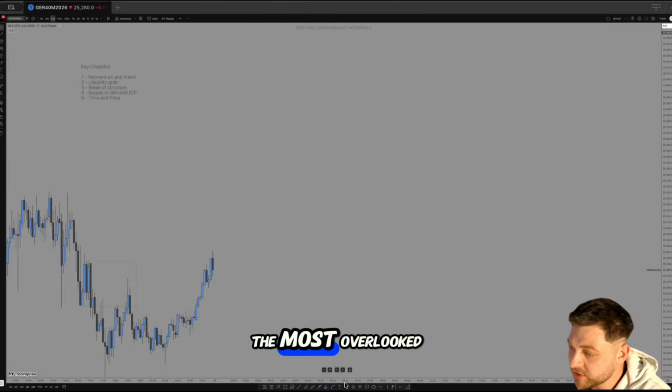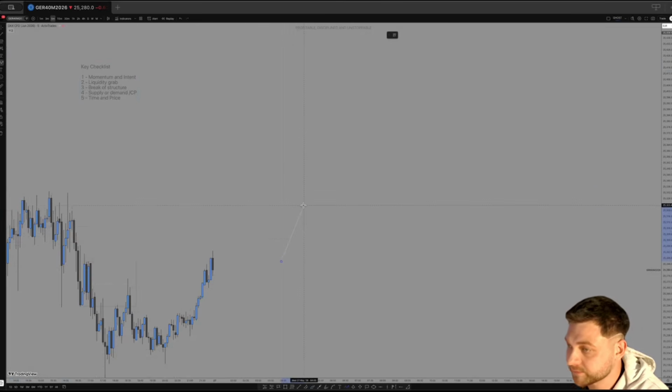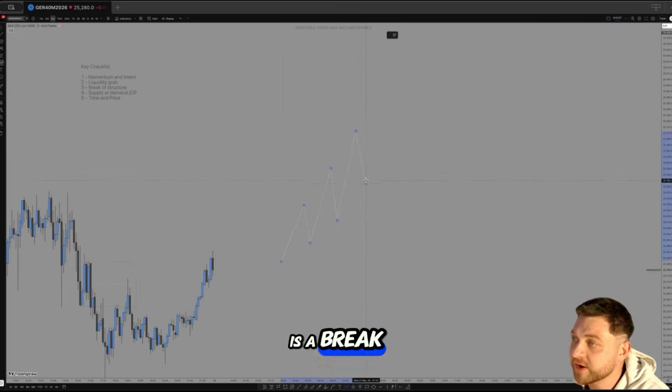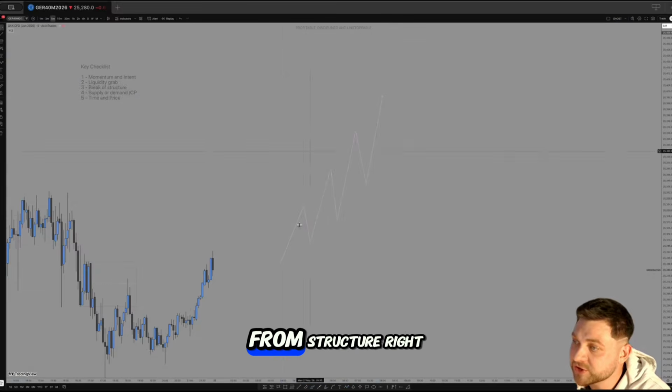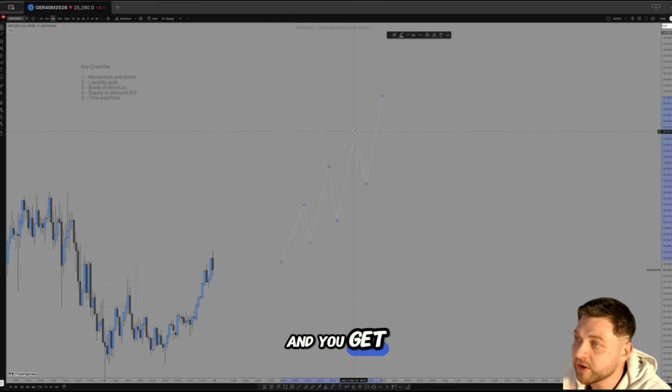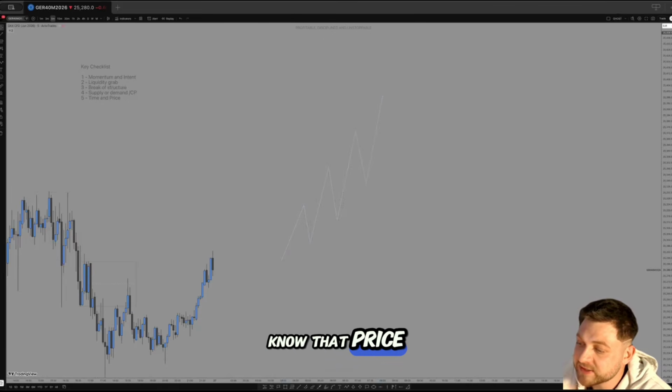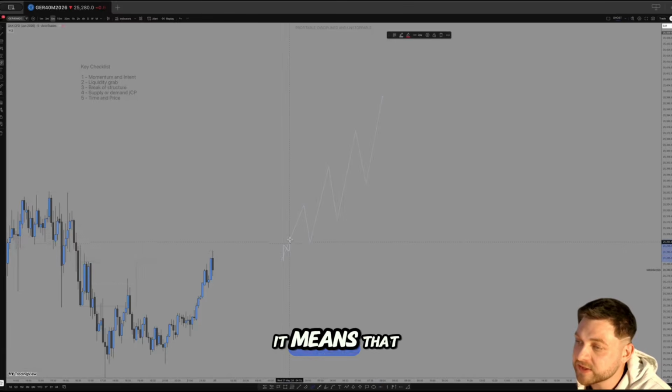Now, one of the most overlooked terminologies in trading is break of structure. Guys, this is something that we cannot run away from. Structure, right? You get higher time frame structure and you get lower time frame structure. We all understand and we all know that price is fractal. What does fractal nature of price mean? It means that the lower time frames create our higher time frames, right?